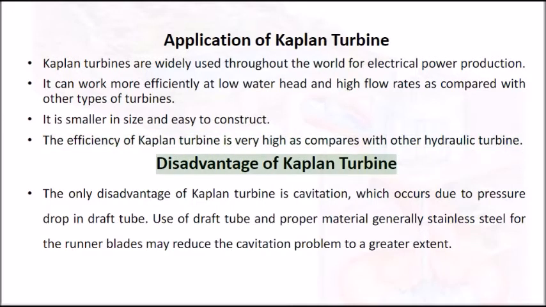Disadvantage of Kaplan turbine. The only disadvantage of Kaplan turbine is cavitation, which occurs due to pressure drop in the draft tube. Use of a draft tube and proper material, generally stainless steel, for the runner blades may reduce the cavitation problem to a greater extent.